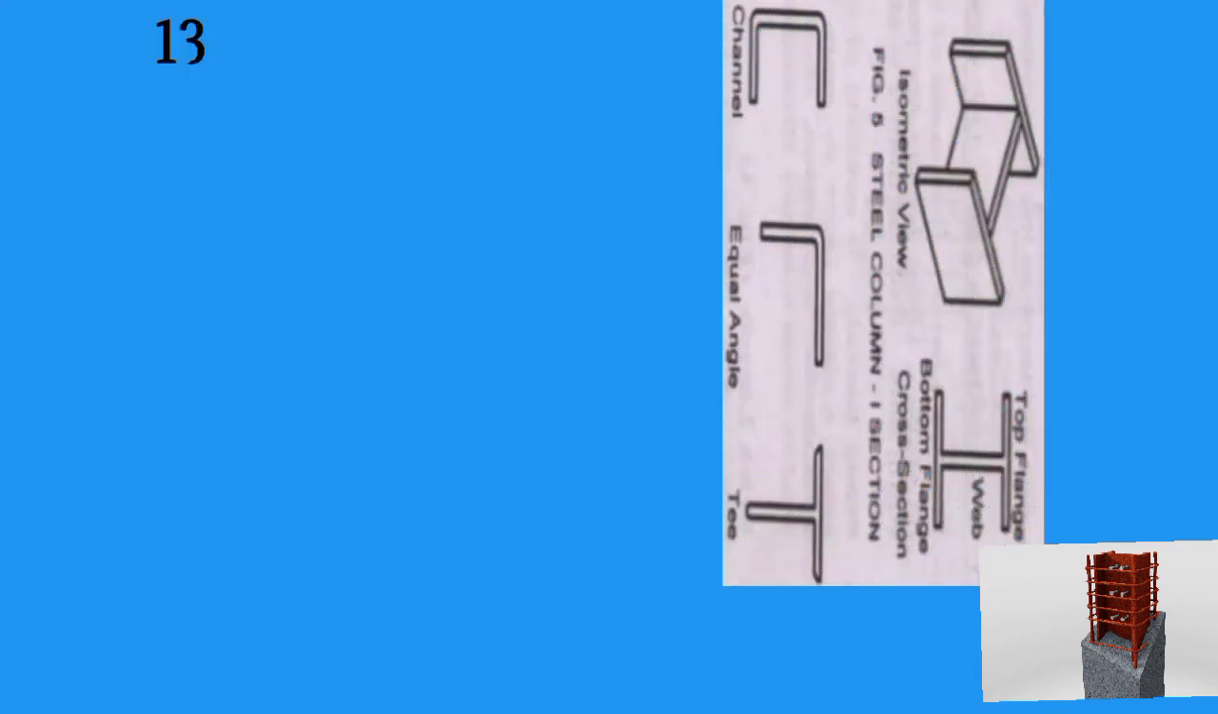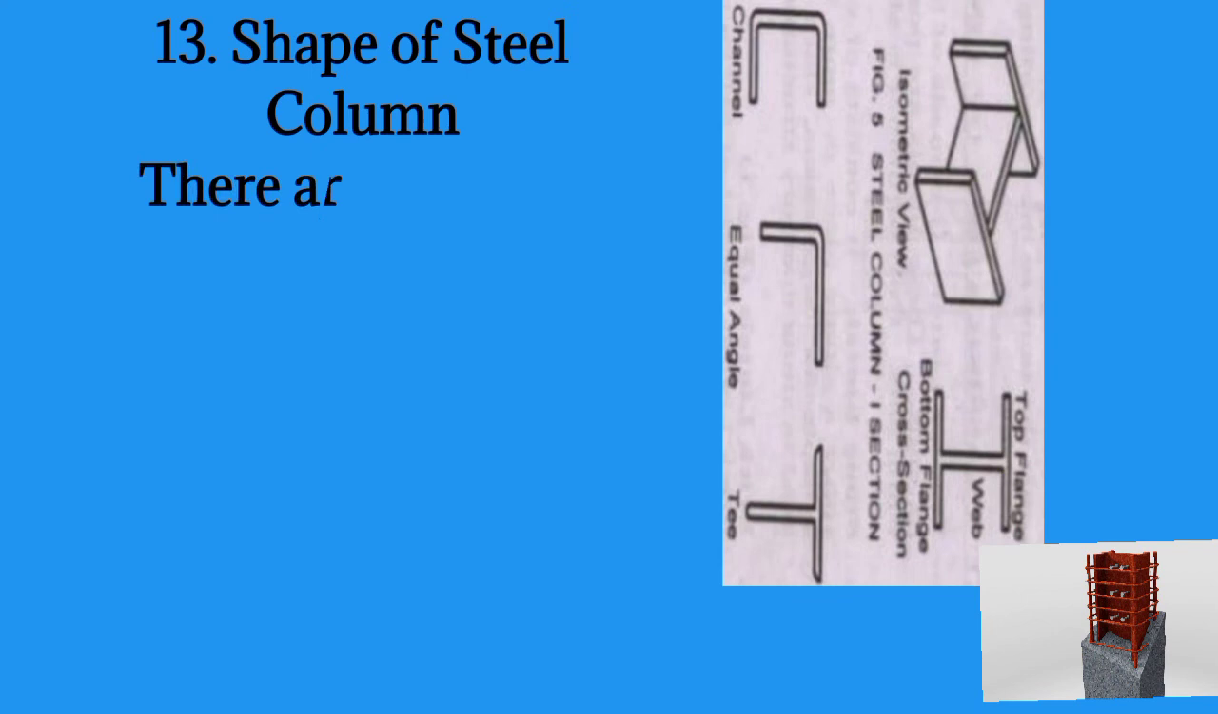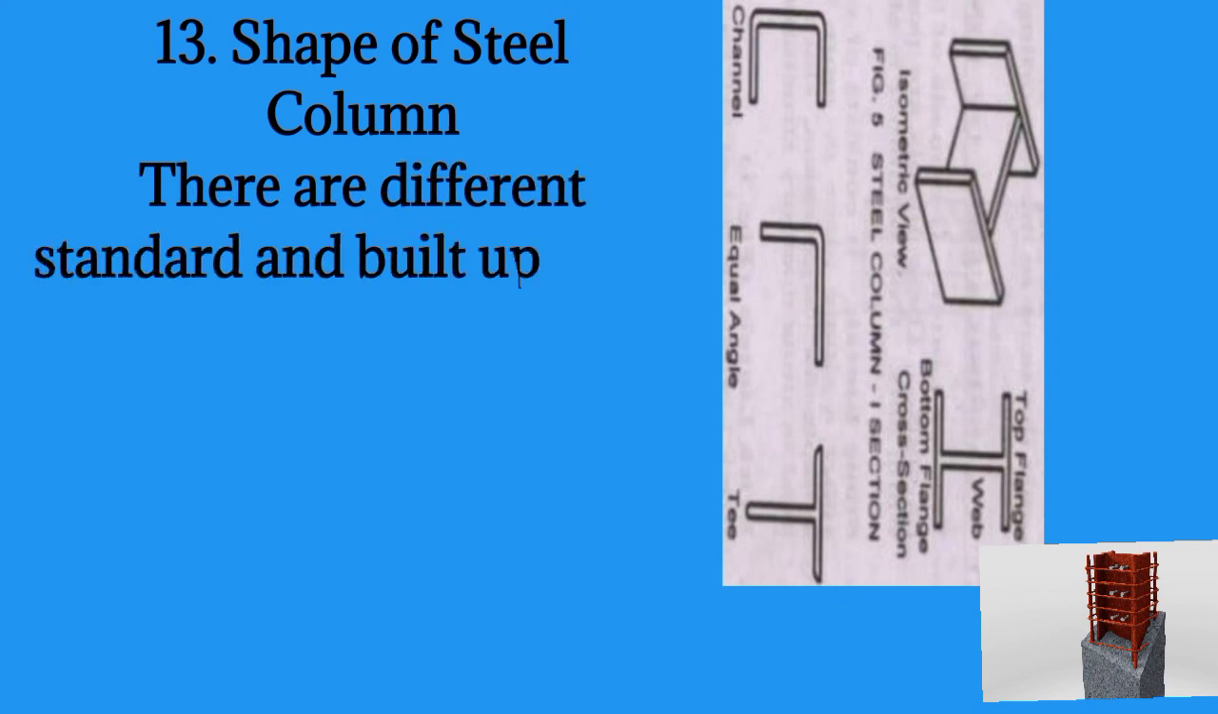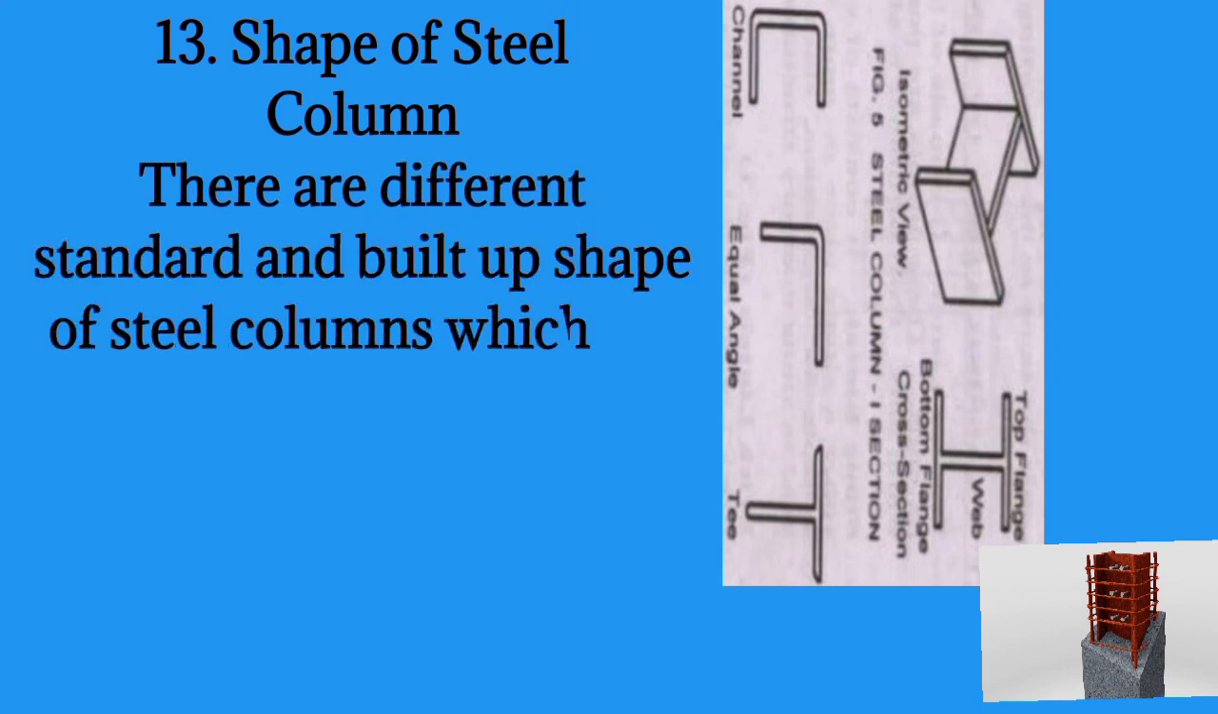13. Shape of steel column. There are different standard and built-up shapes of steel columns, which are shown in the figures. Common shapes of steel columns include I, channel, equal angle, and T-shape.